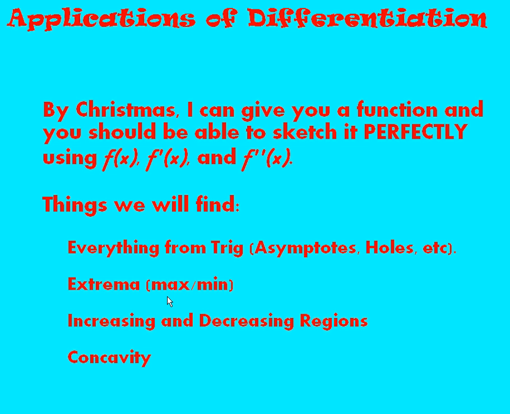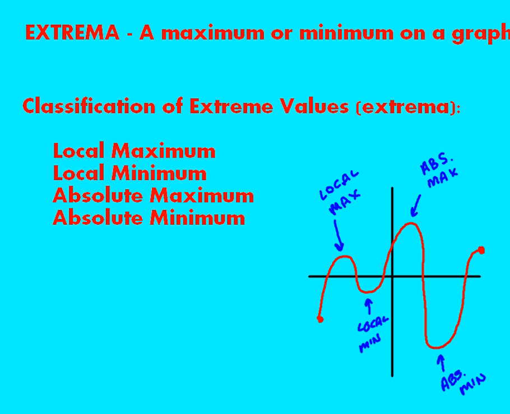Extrema, which is what we're going to talk about today, deals with maximum and minimum values, increasing and decreasing regions, and something called concavity. So let's start with extrema. Extrema means extreme values, and extreme values are maximum or minimum values that appear on a graph. We can have local maximum and minimum or absolute maximum and minimum on any region.